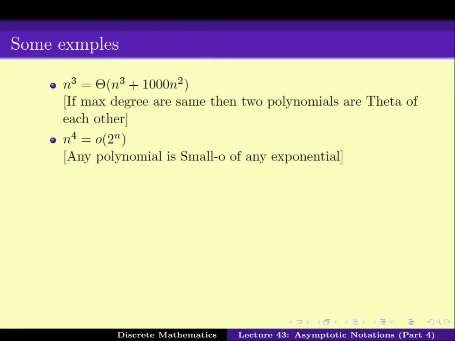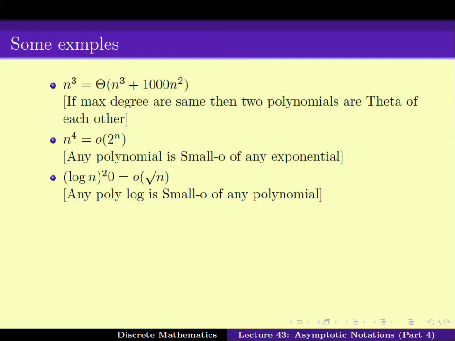Similarly, we have things like any polynomial is small o of any exponential. Or in other words, as n goes to infinity, any polynomial is way smaller than any exponential function. Similarly, any polynomial of a logarithmic function is small o of any polynomial. So n power square root n, whatever you want to put. So log n power 20, log n power 30 is small o of square root n. We have things like 2 power n is small o of 3 power n.